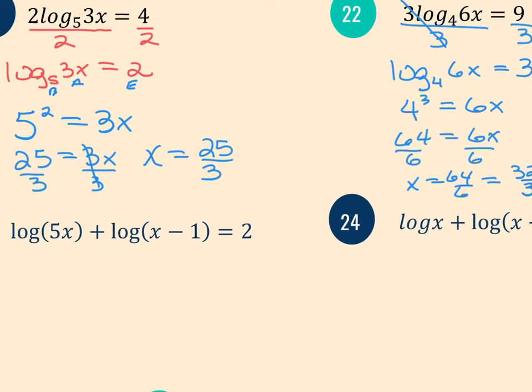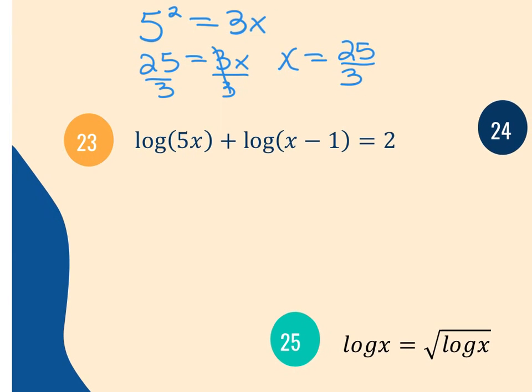Number 23. I'm going to condense the left side. Then it'll turn into a log form. And then from there, I can see what I've got. I can turn it into possibly an exponential form. So let's go ahead and condense. The plus sign tells me that this is going to be the product rule. So I'm going to do log 5x times x minus 1 equals 2.